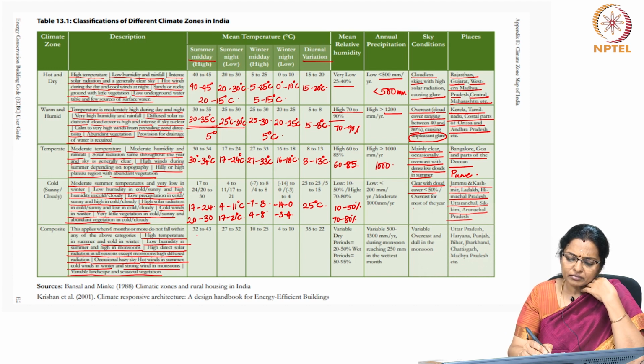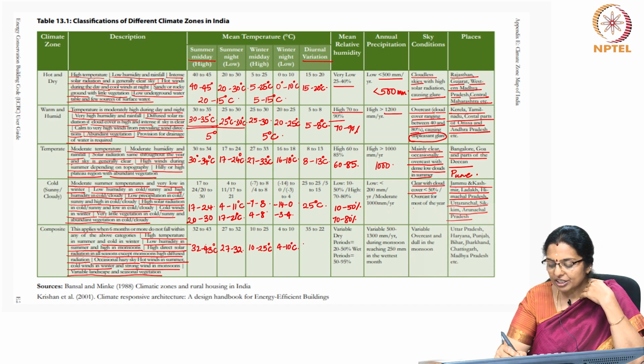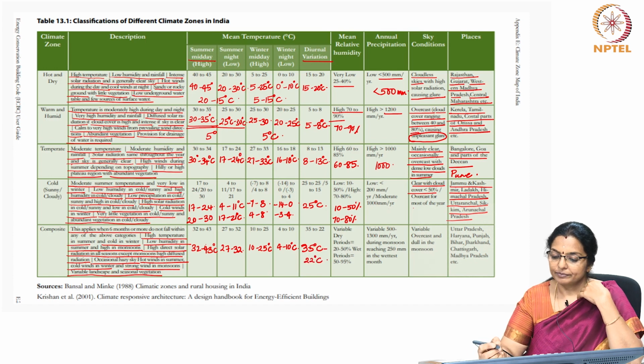During summer, the midday high is about 32 to 43 degrees centigrade, and summer night low ranges from between 27 to 32 degrees centigrade. Winter midday is between 10 to 25 degrees centigrade, and winter nights is between 4 to 10 degrees centigrade. Diurnal variation is extremely large, to the order of 35 degrees centigrade to 22 degrees centigrade. Mean relative humidity, it's variable.